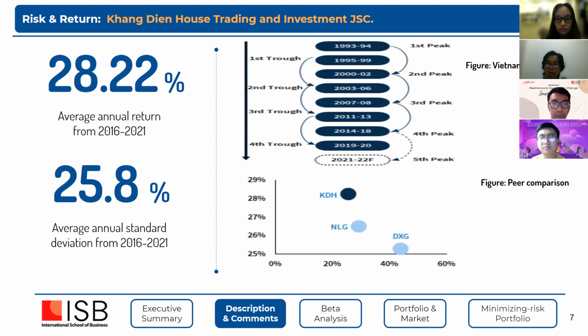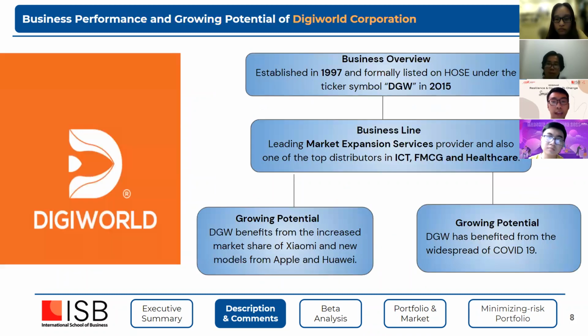Next, secondly, about DG World Corporation, which was established in 1997 and listed on the stock exchange under the ticker symbol DGW in 2015. After more than 20 years in operation, it has achieved many successes, especially in the ICT sector. Our group decided to include DGW because it had been chosen to be an exclusive distributor of Xiaomi and is in cooperation with Apple and Huawei. Moreover, the national lockdown has created a need for home entertainment and online shopping, making DG World a shining star in the COVID-19 dark sky.